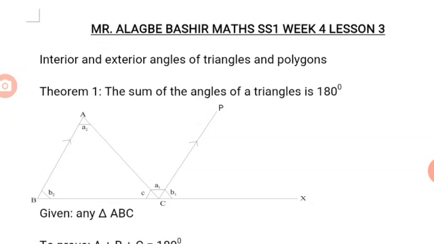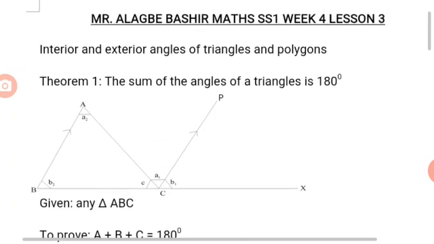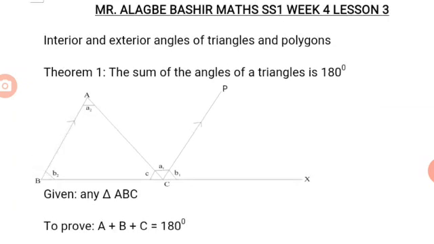So today we want to look at interior and exterior angles of triangles and polygons. Under it, we want to look at some theorems. It is these theorems that will enable us to solve problems on polygons. It is the one that will be guiding us. When we follow the theorems, inshallah, we are going to get the solution to the problems. Now let us look at theorem 1.